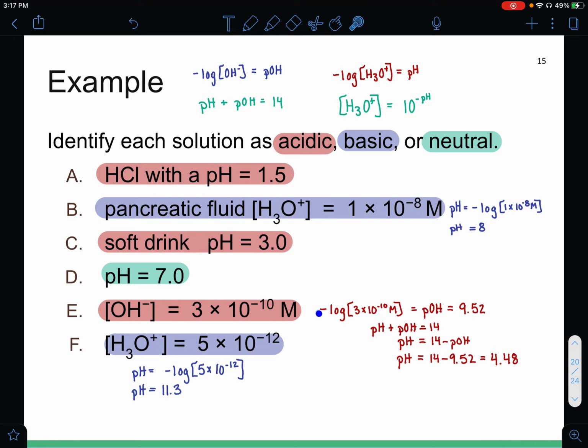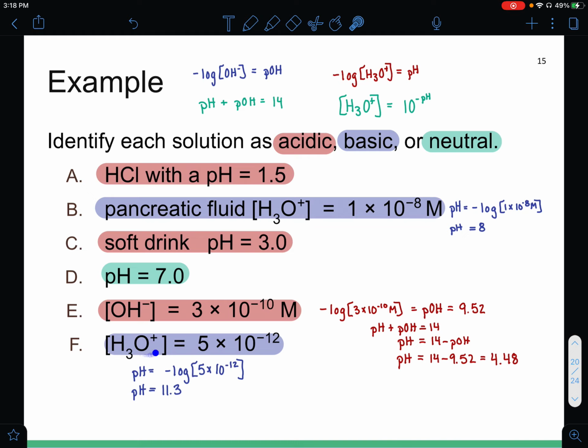So I typed in the negative log, typed in the concentration, but because this was the OH minus concentration, what I calculated was the pOH value. pOH value cannot be compared to the pH scale, so we need to figure out what the actual pH is to compare it to that using that formula and a little bit of arithmetic. End up with a pH of 4.45, which is acidic.